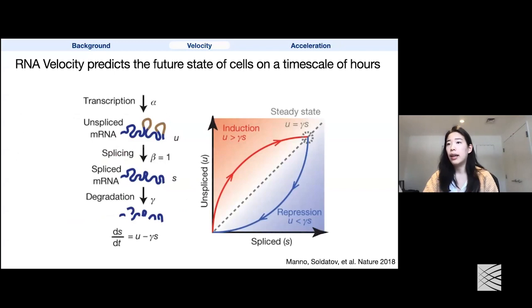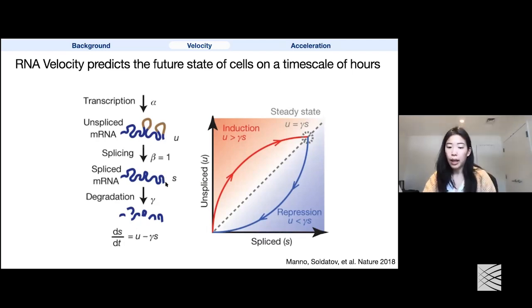And so you can see here that they built this simple model for splicing. This dS/dt term, or the rate of change of the spliced mRNA, is what gives us velocity information of each gene. So assuming a splicing rate of 1, the rate of change of the spliced RNA is the difference between the rate of the cell making spliced mRNA times the amount of unspliced mRNA, minus gamma, the rate of degradation, times the amount of spliced mRNA.